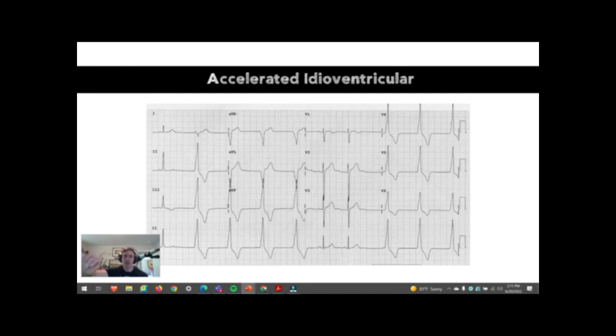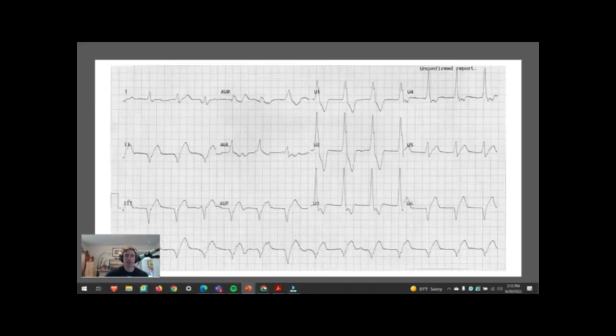If the rate's 150, it's wide, fast, and regular, but you see some beats from the SA node, because when you go into VTAC, it's not like the atria quit firing altogether. You still can have impulses from the SA node coming down. So here I see some of those capture. They get through to the ventricles, but then you still got that impulse from the ventricles that keeps firing. And sometimes the impulses will merge together, but this is accelerated idioventricular. So is this.